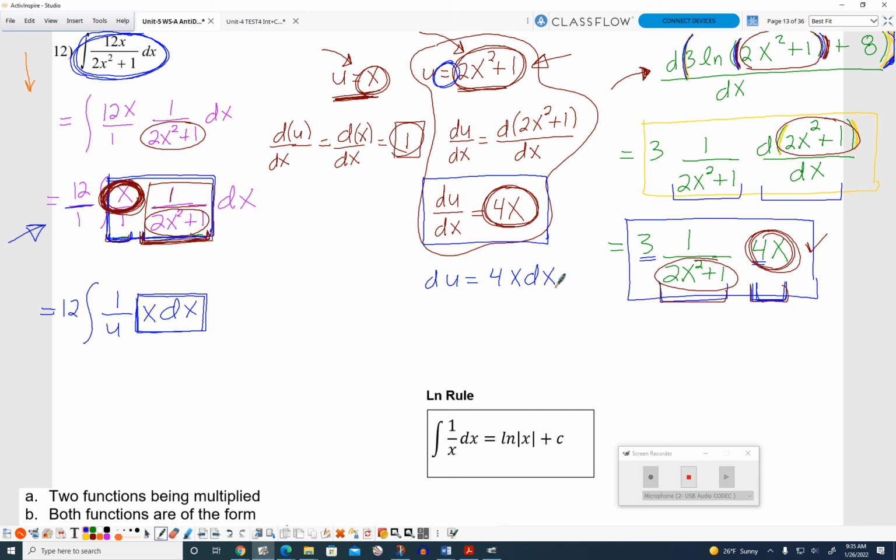Awesome. The reason I did is now I'm going to multiply both sides by 1/4. So this is us just trying to simplify the x dx, right? We're trying to get rid of it.